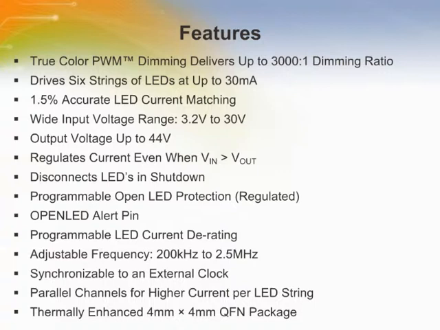It offers 1.5% LED current matching to ensure uniform brightness of the display. Dimming ratios as high as 3,000 to 1 can be obtained by using true color PWM dimming. A programmable 200 kHz to 2.5 MHz fixed frequency operation and current mode architecture offers stable operation over a wide range of supply and output voltages while minimizing the size of the external components. Additionally, the switching frequency is synchronizable to an external clock.